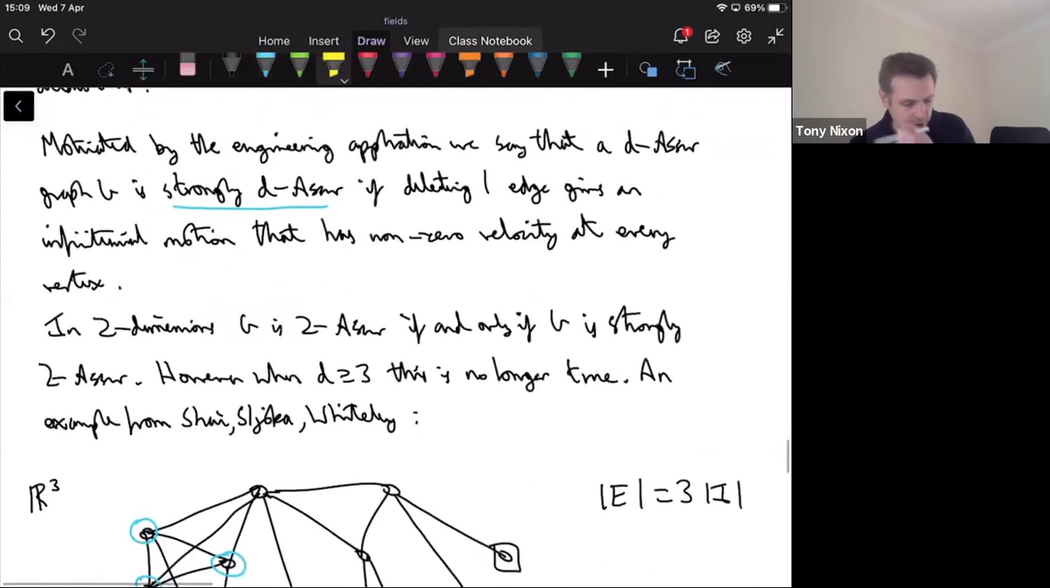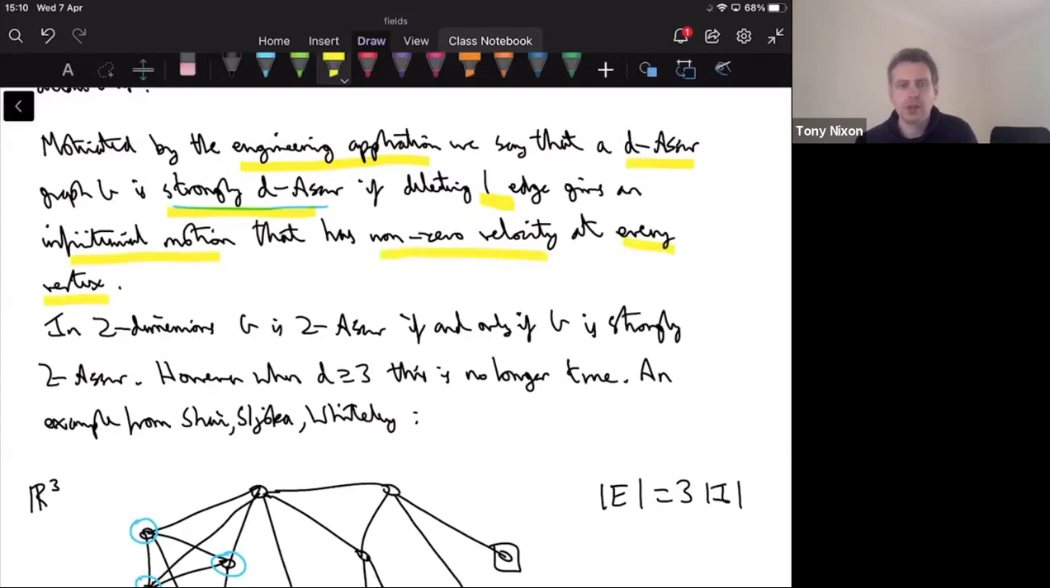Okay, so I want to do 2 more small things about SU graphs before we move on to body-bar frameworks. The first is really strongly motivated by the engineering application. I'm going to say that a DSU graph, one of these doubly minimally pinned rigid things, is strongly DSU if, when I delete any one edge, I get an infinitesimal motion. That's obvious because it was minimally rigid, but the infinitesimal motion has non-zero velocity at every vertex of the graph.